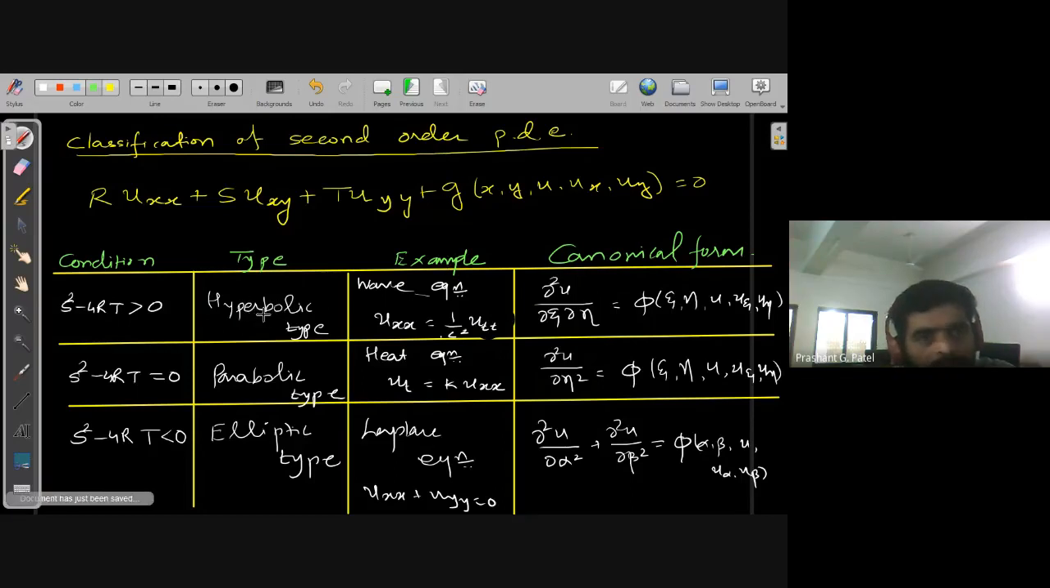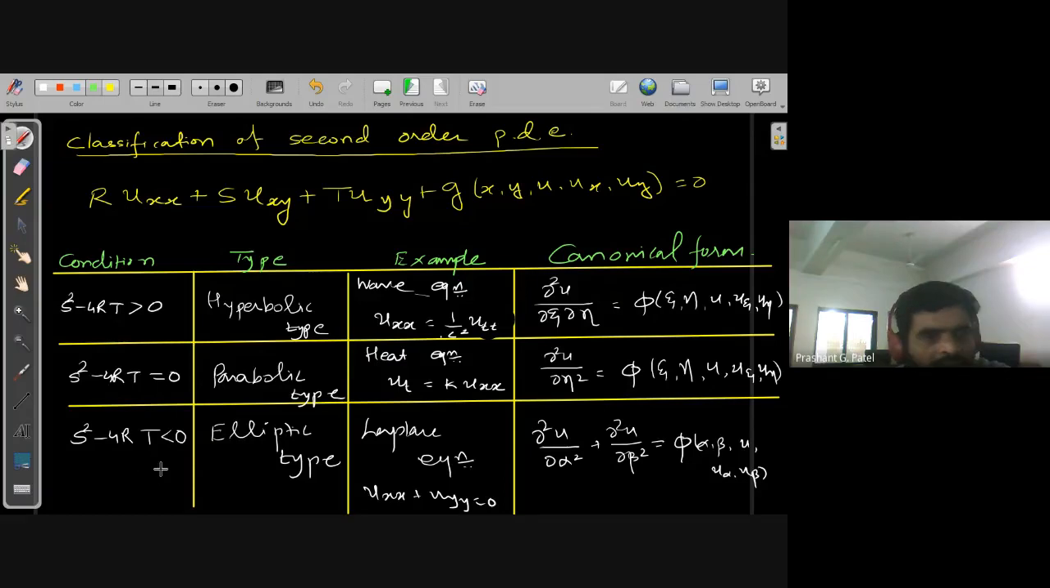For example, the hyperbolic type equation is uxx is equal to 1 upon c square utt, which is known as a wave equation. And the canonical form of this hyperbolic type is always of the form u xi eta is equal to some function. If it is equal to 0, then we can say it is a parabolic type. And in that situation, we'll have a heat equation, which is an example of parabolic type. And its equation is ut is equal to k uxx, which is of this form.